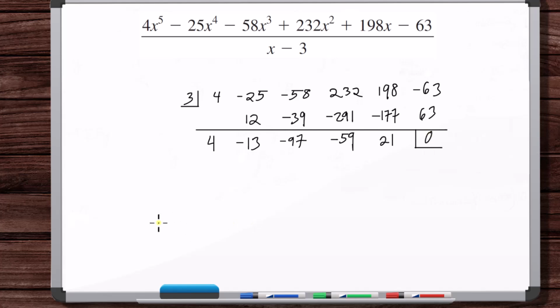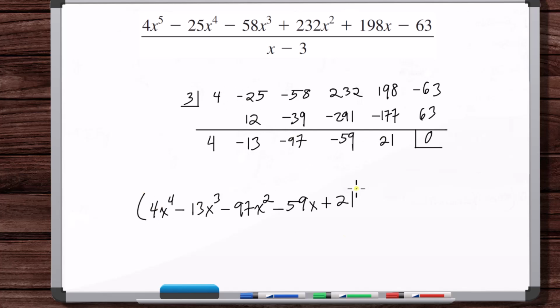Okay, the quotient is 4x to the 4th minus 13x cubed minus 97x squared minus 59x plus 21. That's what this division is equal to. And the remainder is 0, so as far as factoring this polynomial, the idea is if we plugged x is equal to 3 into here, based on the remainder theorem, this polynomial would equal 0. And that tells us that x minus 3 is a factor. So we do this synthetic division, we get this.